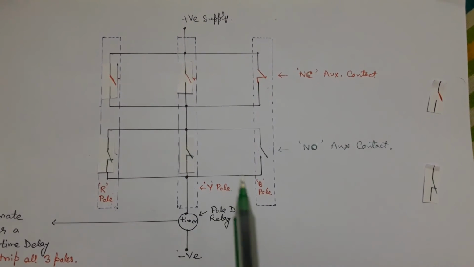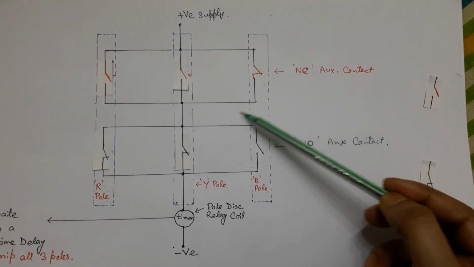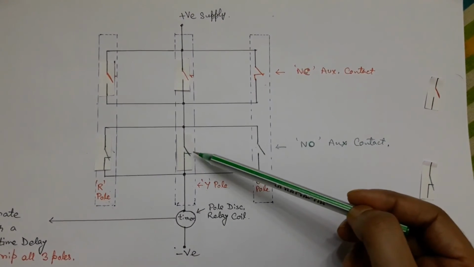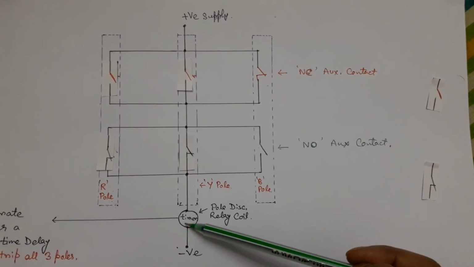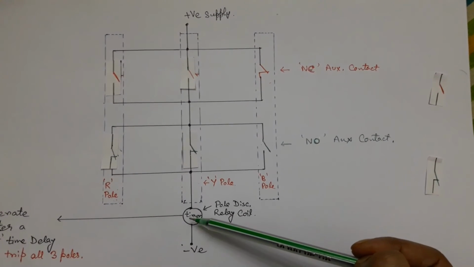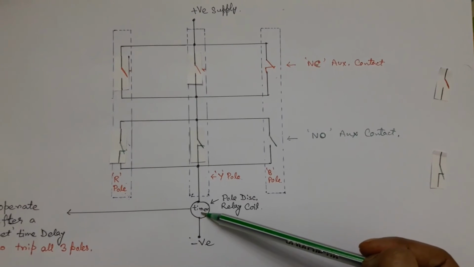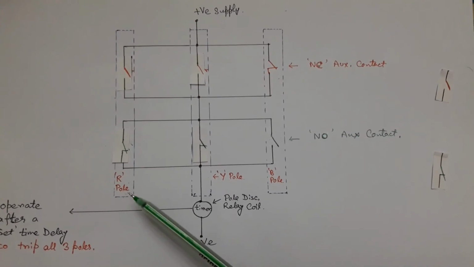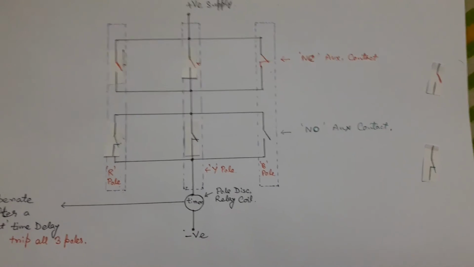In this condition, positive voltage will come in this way, and as these two are closed, the pole discrepancy relay will operate, and after a predefined time delay this pole discrepancy relay will provide a trip pulse to all of the three trip coils of this circuit breaker.